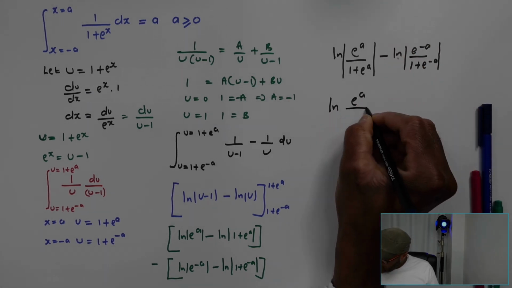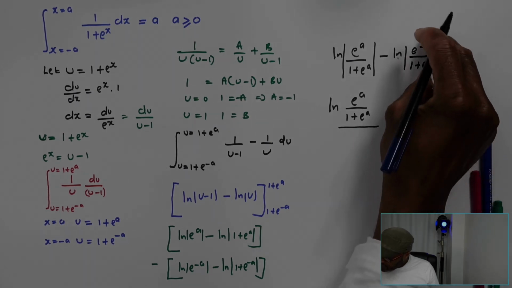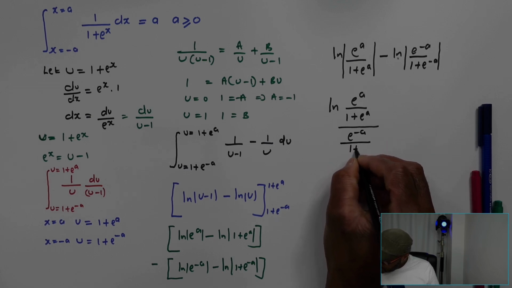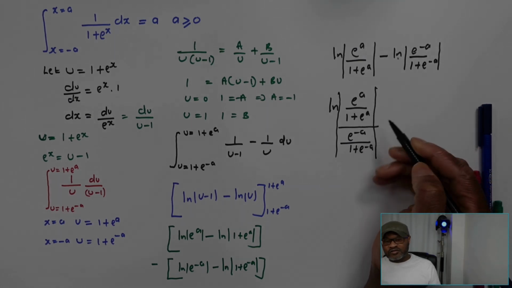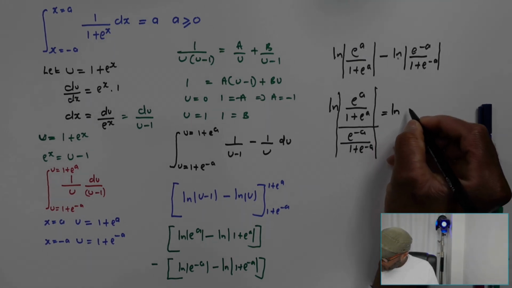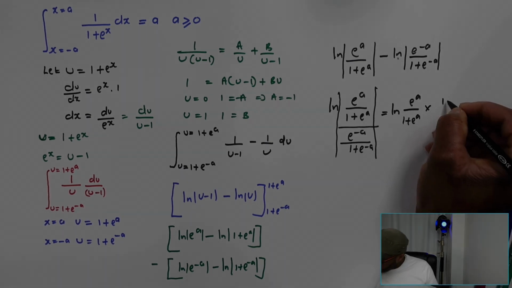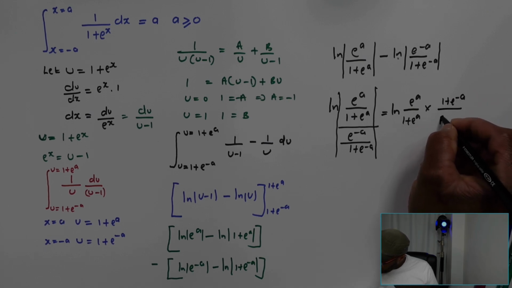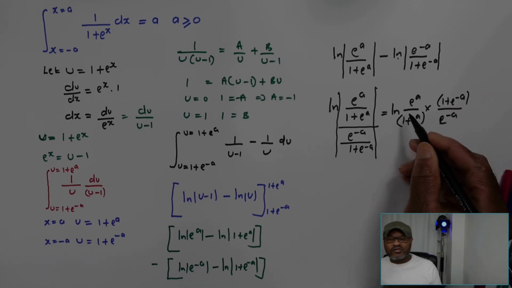So I get ln e to a over 1 plus e to a over, this is this fraction now, e to minus a over 1 plus e to the power minus a. So those are the two fractions. That's a fraction of a fraction. And that will become ln e to the power of a over 1 plus e to the power of a times 1 plus e to the power minus a over 1 over e to the power of minus a. So that's that. Okay, so modulus.